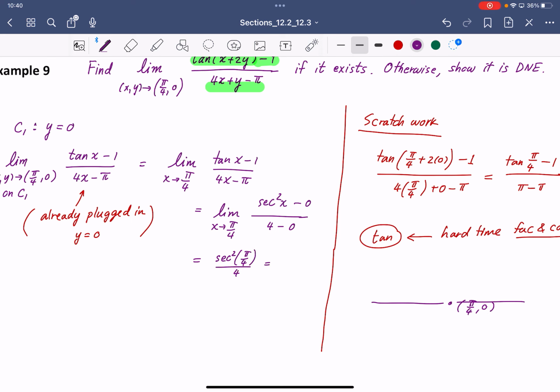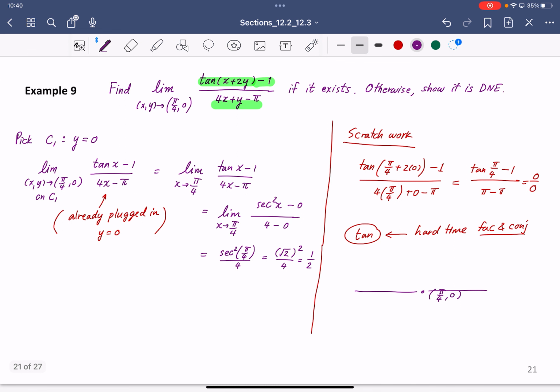Cosine pi over 4, cosine 45 degrees, is 1 over square root 2. So sec is going to be square root 2. So this is square root 2 squared over 4. It's actually 1/2, right? So the limit along C1 is actually 1/2.